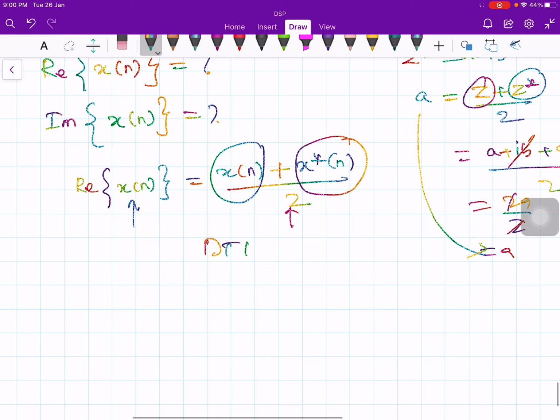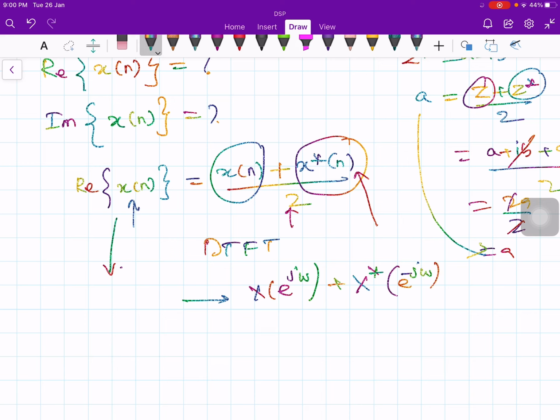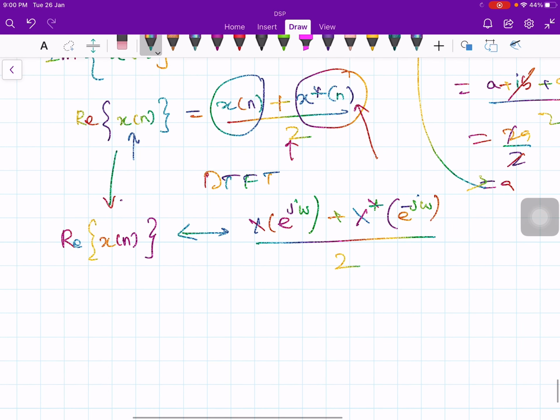Now you apply DTFT on both sides. Right? So if you apply DTFT on both sides, what about the right hand side? What is the DTFT of x of n? X of e to the j omega. What is the DTFT of x conjugate of n? X conjugate of e to the minus j omega, and then this is a scaling factor as it is. The left hand side you have the real part of x of n. So therefore the discrete time Fourier transform of the real part of x of n is equal to x of e to the j omega plus x conjugate of e to the minus j omega whole divided by 2.